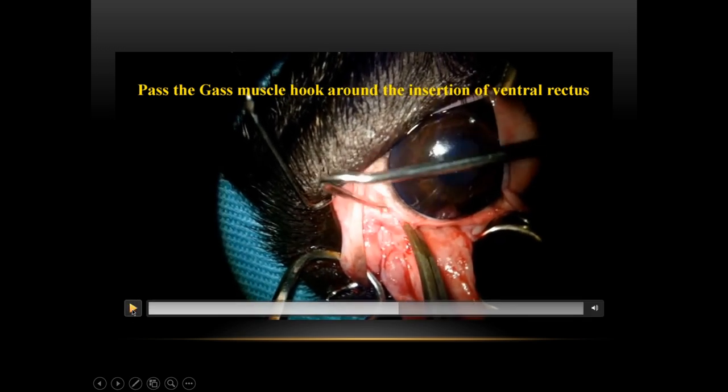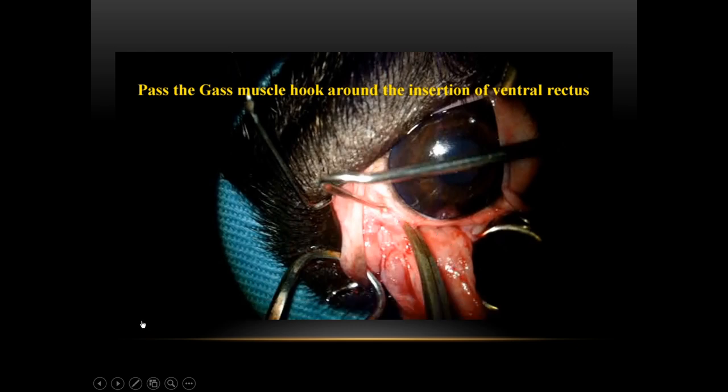and you take your gas muscle hook and pass around the insertion of the ventral rectus. Okay, so this is the gas hook. You see that there is a little hole here in the tip of the hook. So this is where you're gonna pass the suture material. Okay, so this is the ventral part again. This is the ventral rectus muscle, and you're gonna pass the suture around it.